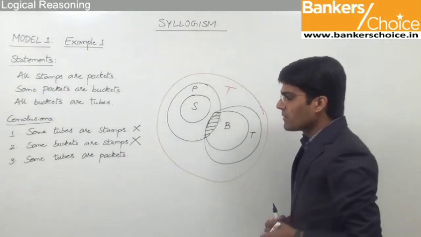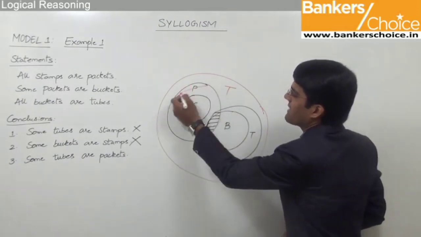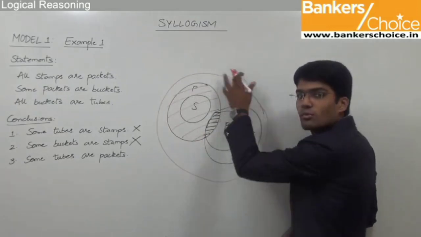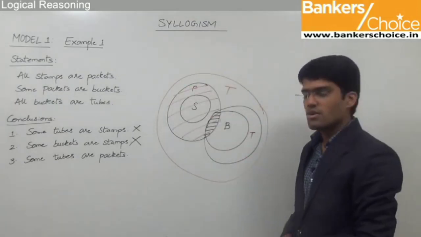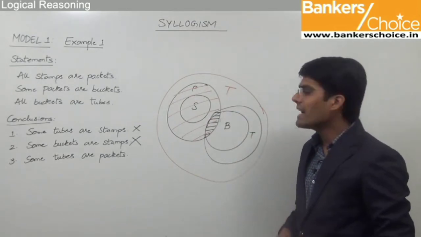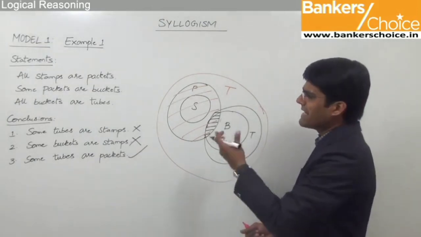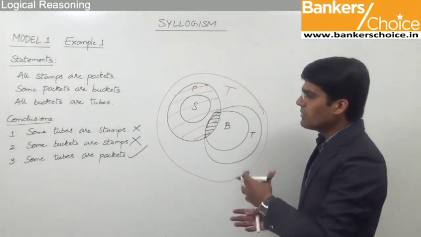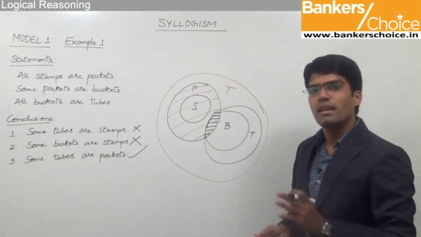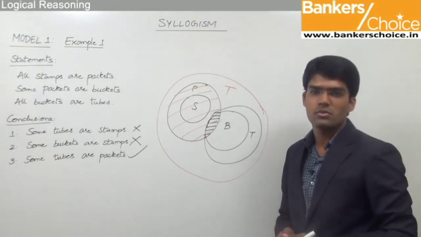And now if we check the last conclusion, that is some tubes are packets, we find that yes, there are some tubes which are packets. This is the overlapping region. So these tubes which are shown by the red circle are the packets. So this conclusion number 3 is true even in the second possible diagram. So hence we can say that this is definitely a true conclusion. So conclusion number 3 is true as it satisfies the other possible cases. Even if you try to check with some other cases, it will always be true. So that's how it is. Not only with the basic diagram, a conclusion should be following all the possible diagrams. So that is the reason we say that conclusion number 3 is true.